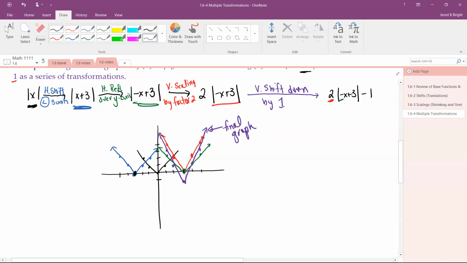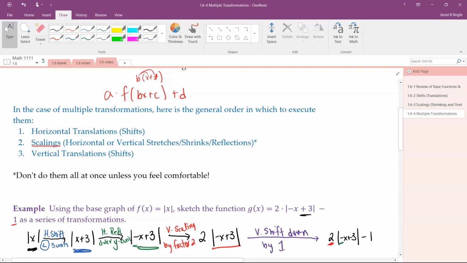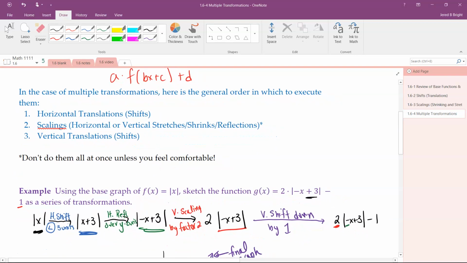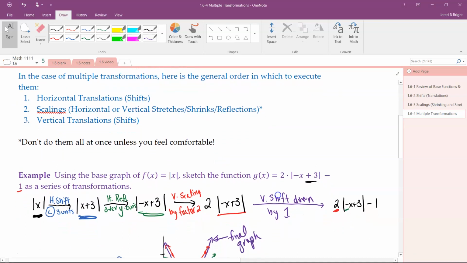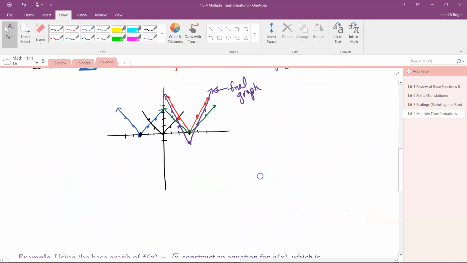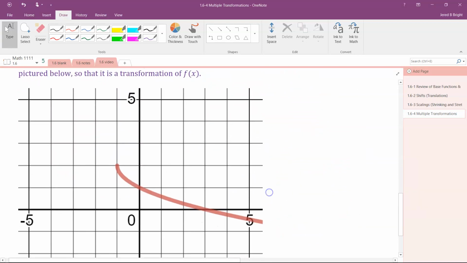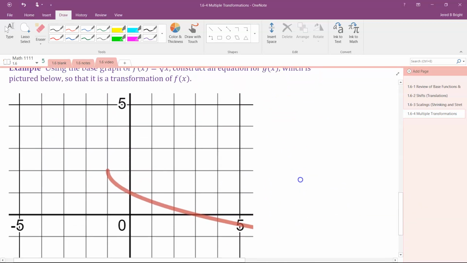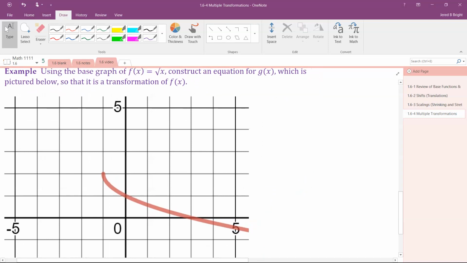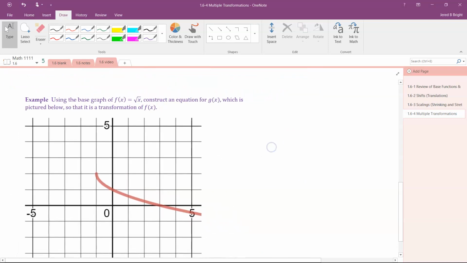Okay, so this one had a value of A, B, C, and D, so it did require a lot of work. You had to do 4 transformations in order to get to the right one, and you had to do them in the right order. Order, remember, is horizontal translations first, all the scalings next, in whatever order you choose, and then the translations. Okay? Now, I'm going to reverse the question on you now, and this one I'm going to leave you with as a bit of a challenge.